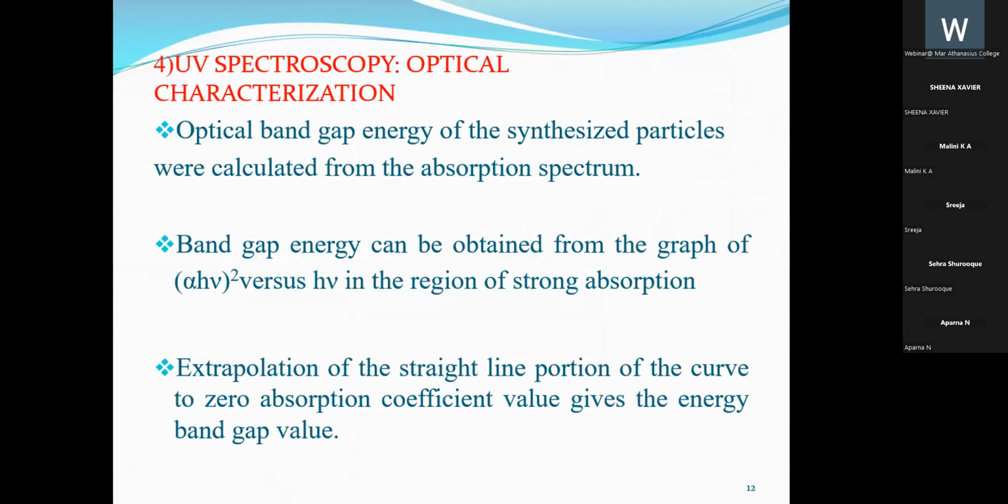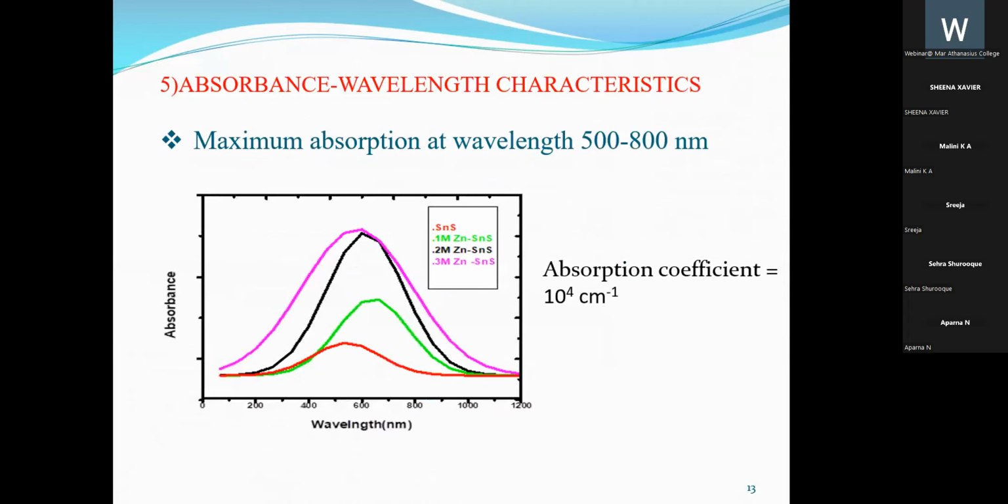And this is UV spectroscopy, that is, optical characterization. The optical band gap energy of the synthesized particles was calculated from the absorption spectrum. Band gap energy can be obtained from the graph, and we consider the graph of h nu versus alpha h nu the whole square in the region of strong absorption. Extrapolation of the straight line portion of the curve to the zero absorption coefficient value gives the energy band gap. So this is the spectrum, absorbance versus wavelength, of the prepared thin films: SnS, 0.1 grams Zn SnS, 0.2 grams Zn SnS, and 0.3 grams Zn SnS.